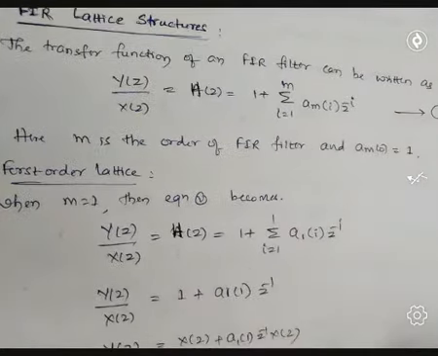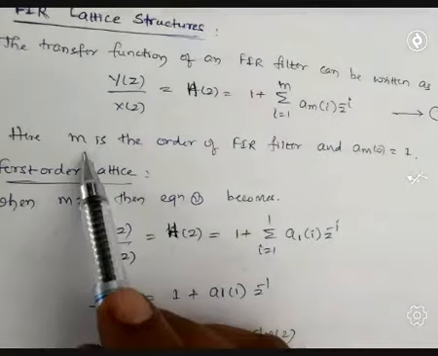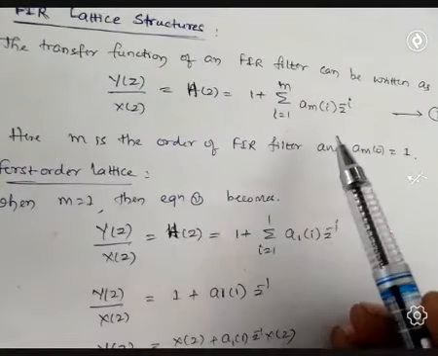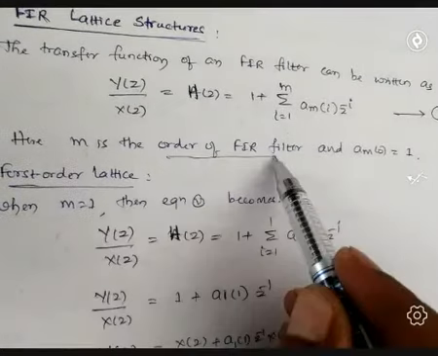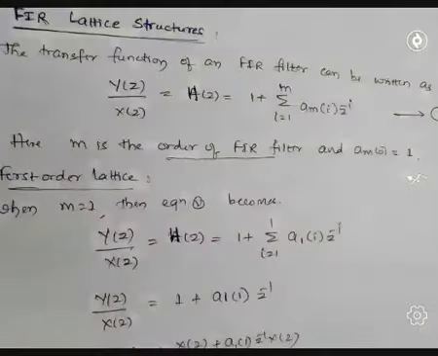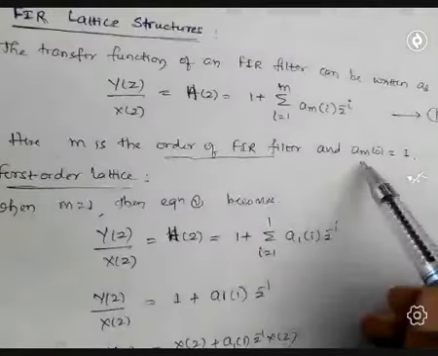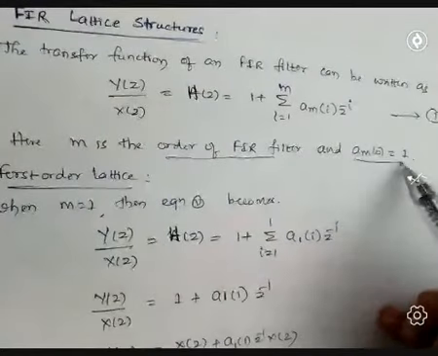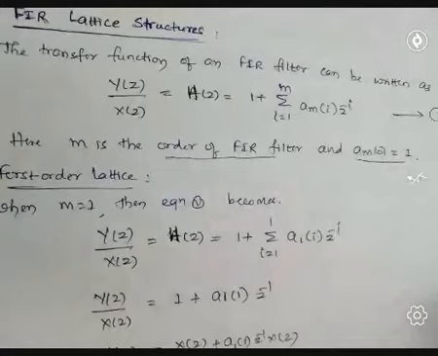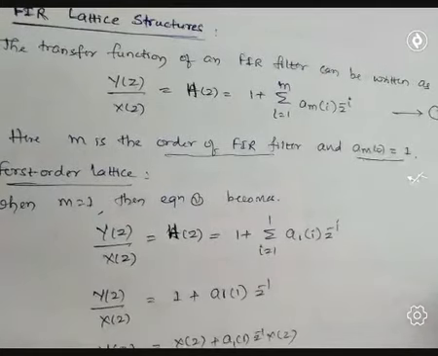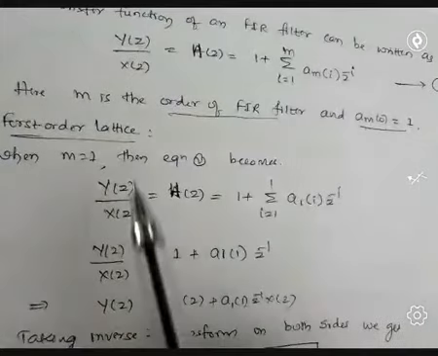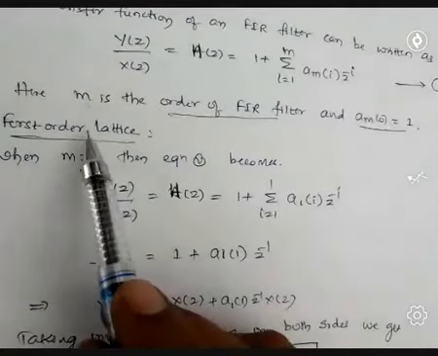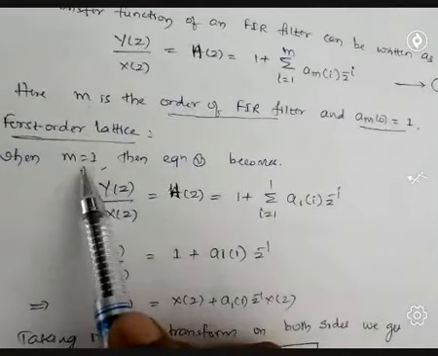Now here m indicates the order of the FIR filter, and a_m(0) equals 1. So first, let us find the first order, where m stands for the order of the filter. First order means I am going to substitute m equal to 1.